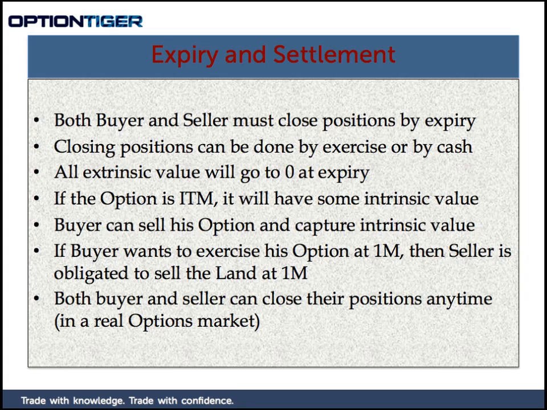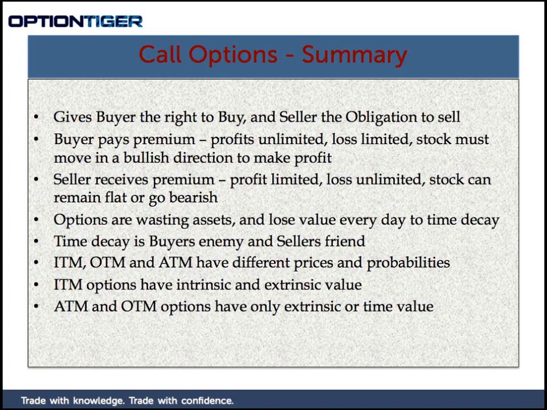So the buyer can always sell his option on the day of expiry and capture whatever intrinsic value remains in that option. If the buyer wanted to exercise the option at the $1 million price, then the seller is obligated to sell. And both buyer and seller can close their positions anytime, even before expiry, in a real options market. Obviously, we are talking about the financial markets here, not a real estate market. So that's how we would look at expiry and settlement obligations.